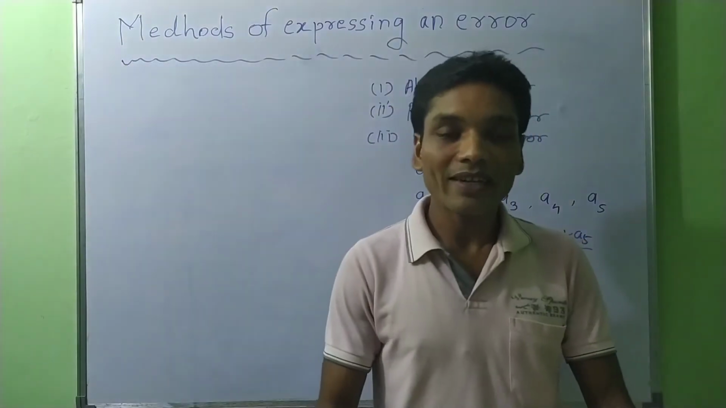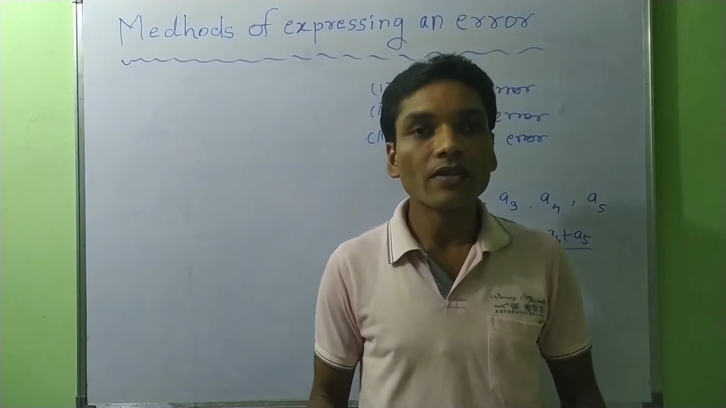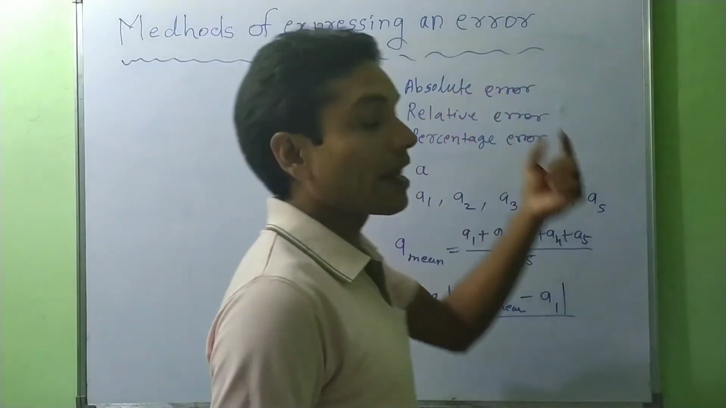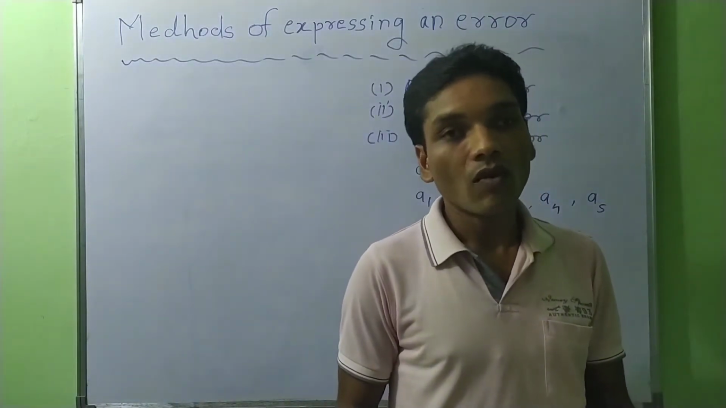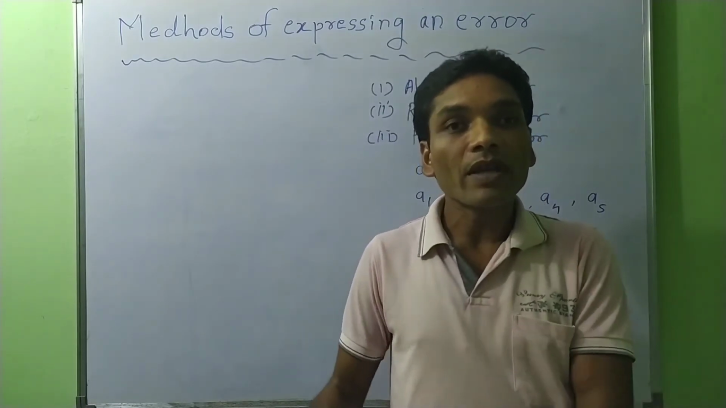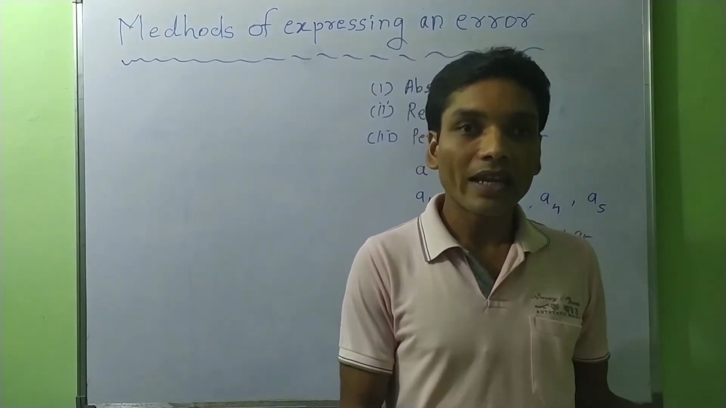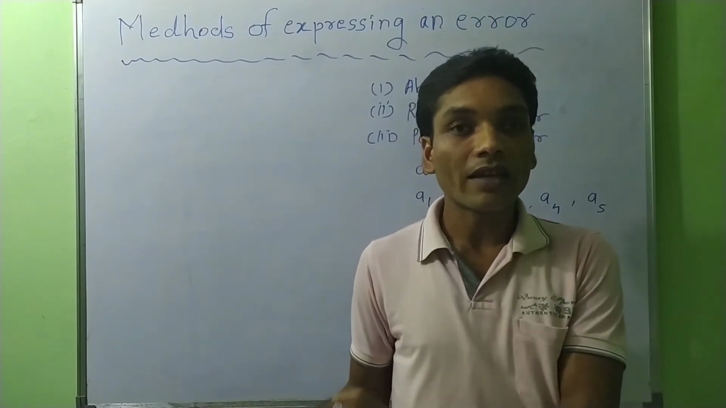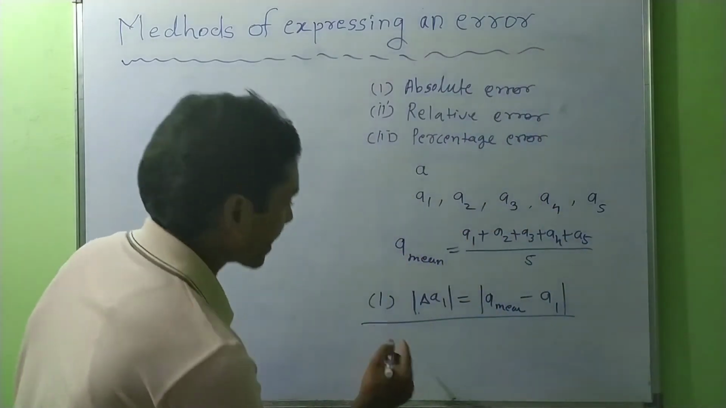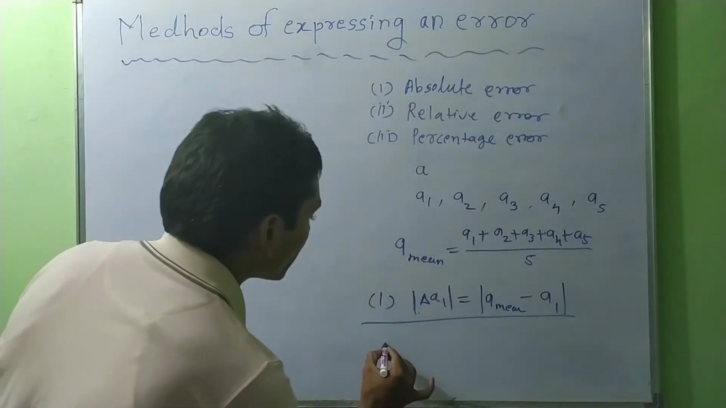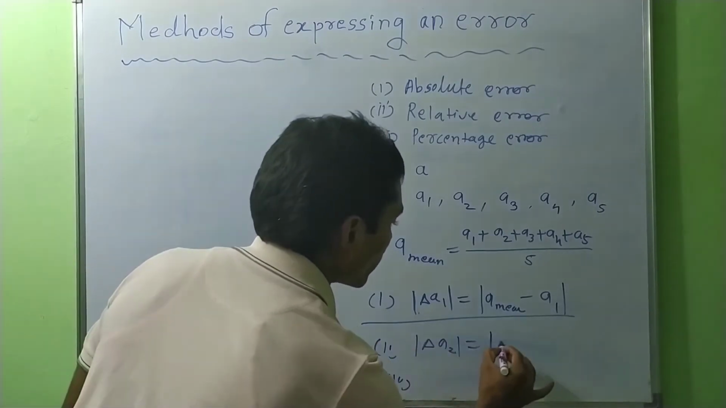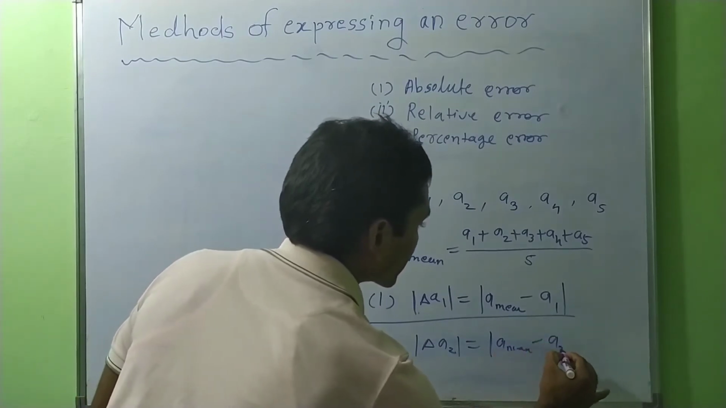Okay, we know that the sign of modulus always gives a positive value. So the absolute error will be a positive value. The direction of the error may be on the positive side or the negative side, but the absolute error is always a positive value. So the second absolute error will be mod del A2 equal to mod of A mean minus A2.